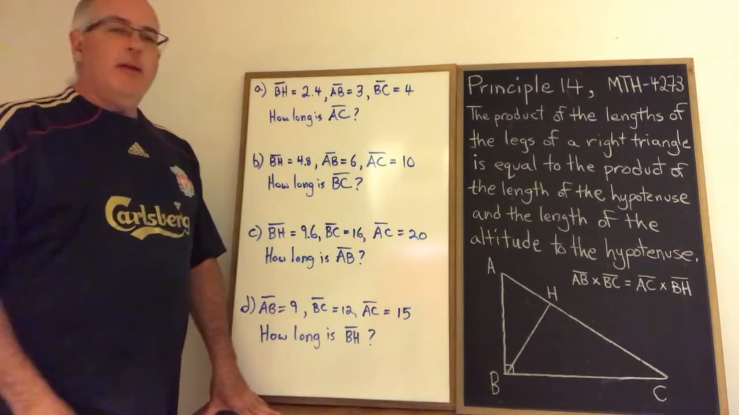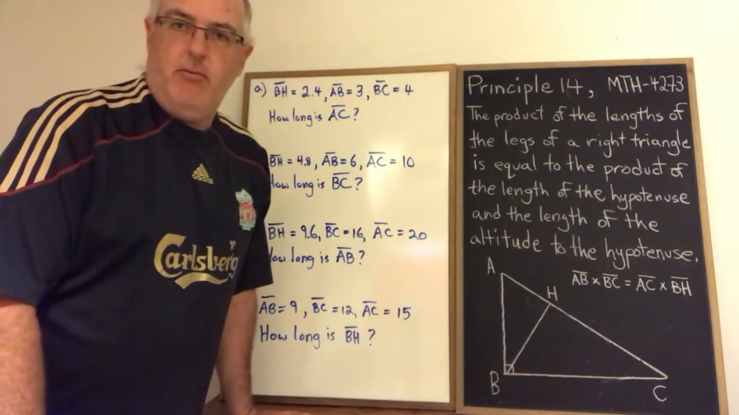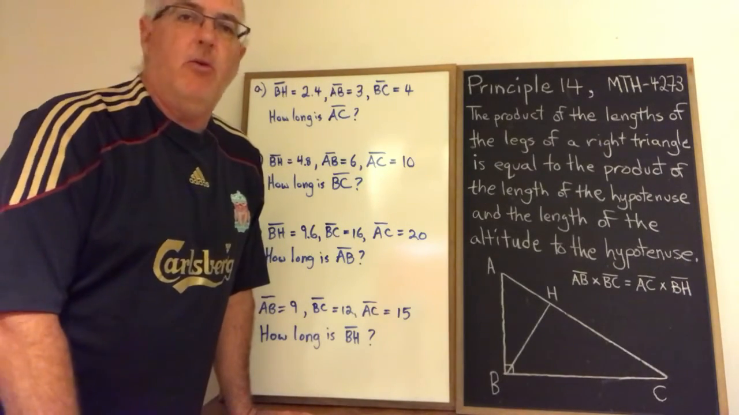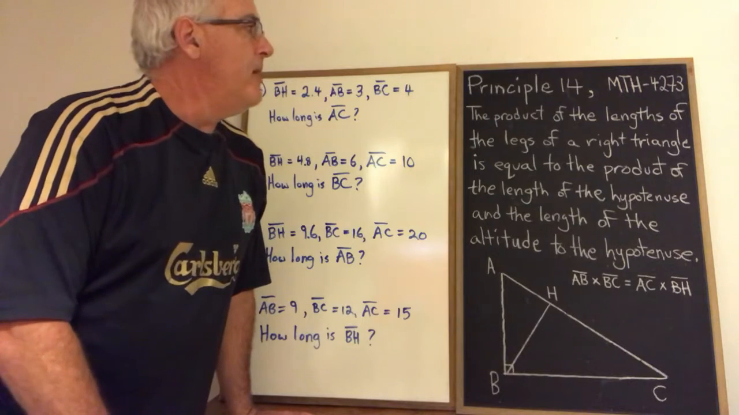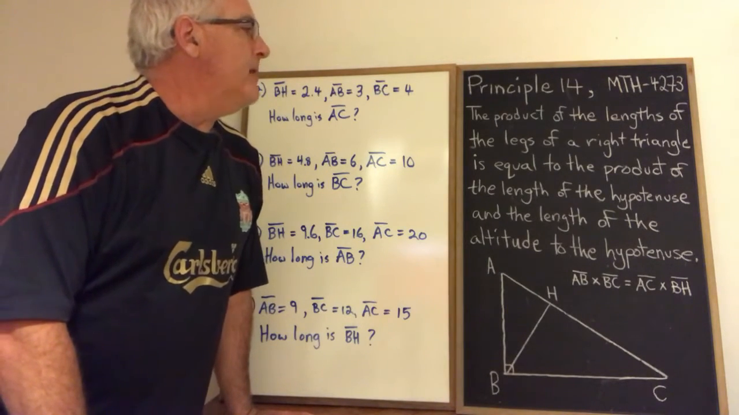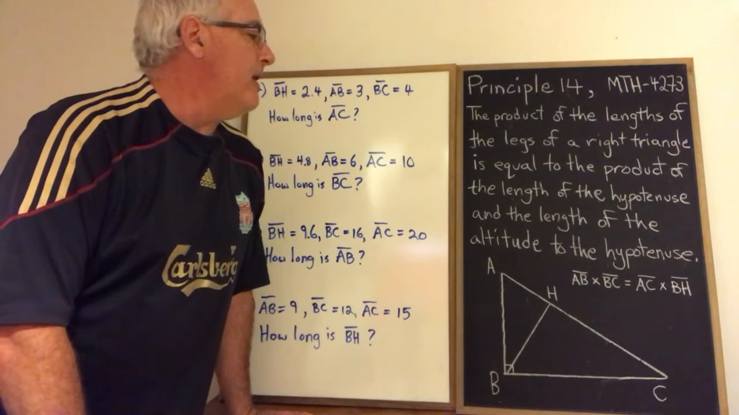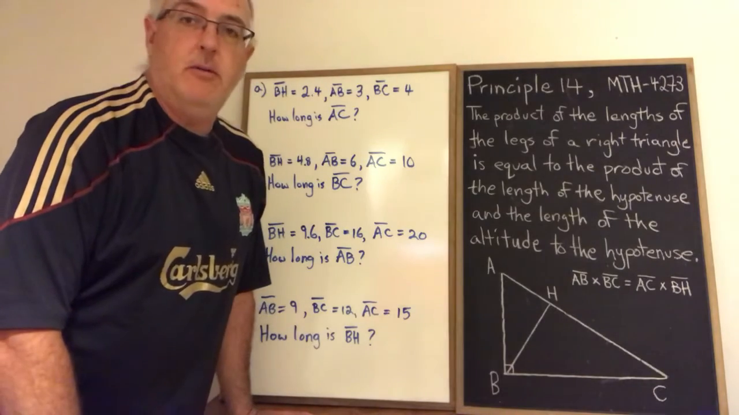Today's Daily Dose of Math is about Principle 14 from Math 4273, the Advanced Secondary 4 Geometry course. Principle 14 states that the product of the lengths of the legs of a right triangle is equal to the product of the length of the hypotenuse and the length of the altitude to the hypotenuse.